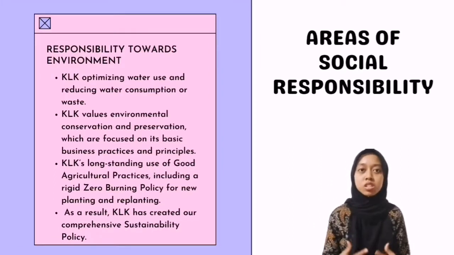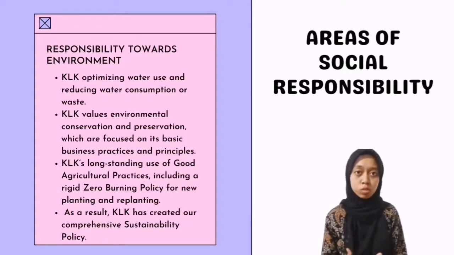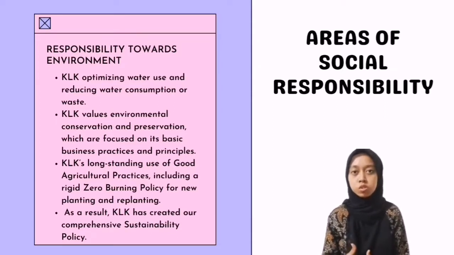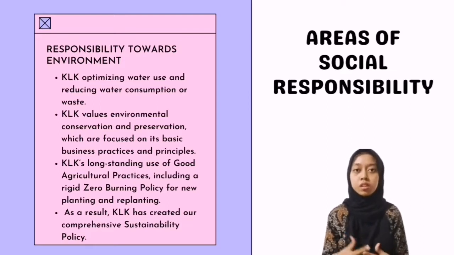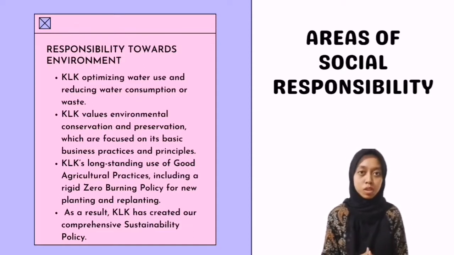The environment is one of the areas of social responsibility. Their water management strategies focus on optimizing water use and reducing water consumption. KLK has a long-standing use of good agriculture practices, including a rigid zero burning policy for new planting and replanting.